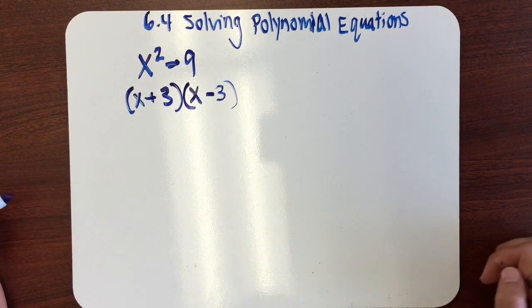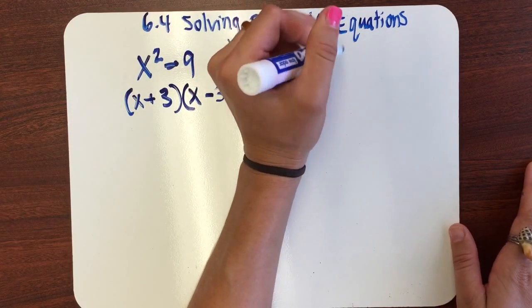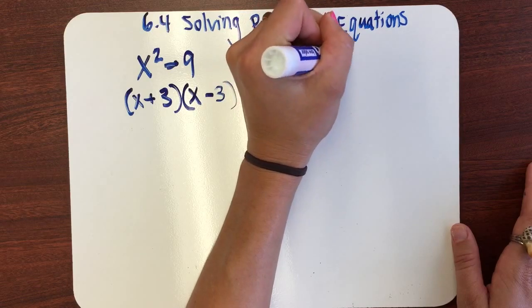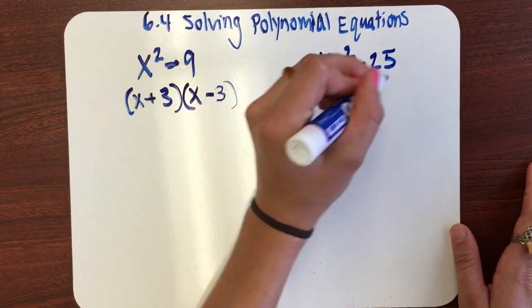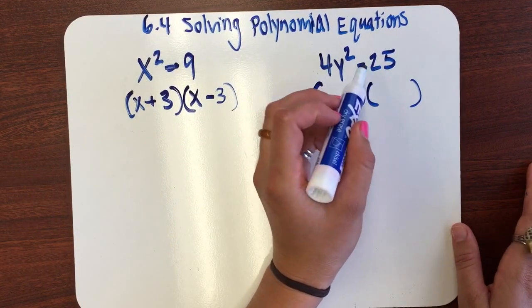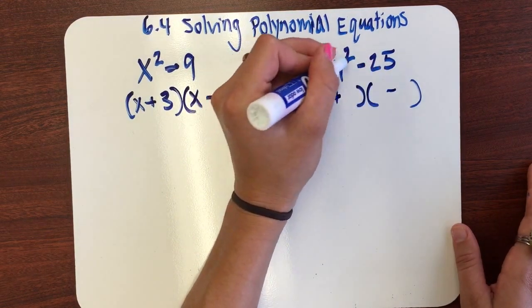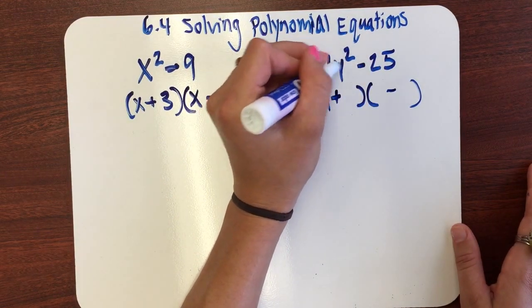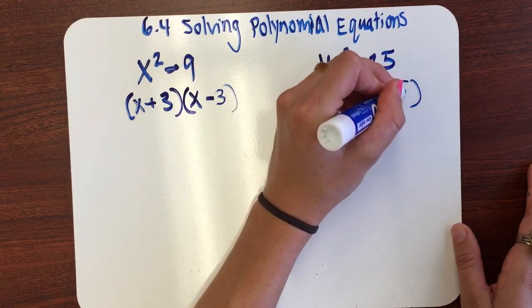The same thing happens if you had something, for example, like 4y squared minus 25. Then you look to see if you have a difference, we do, and if they're both perfect squares, and they are. So again, one is plus and one is minus. This is a 2y, the square root of 4y squared is 2y, and the square root of 25 is 5.